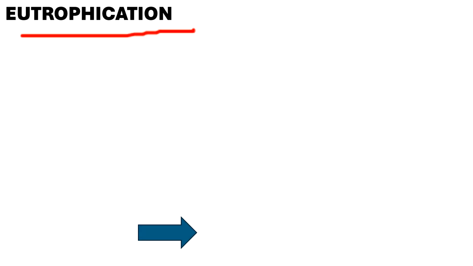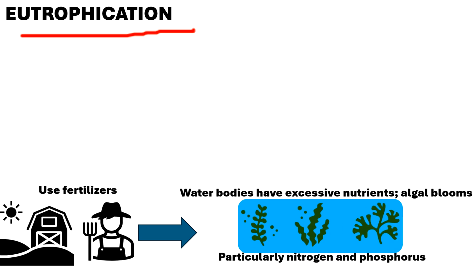Eutrophication. Oh, what's that arrow there? Should have an animation. So what happens first? Farmers are going to use fertilizers. You might have done this at GCSE. These fertilizers contain nutrients such as nitrogen and phosphorus, and they travel around soil, they travel around the air, and again, eventually they get to water bodies, to lakes, rivers, etc.